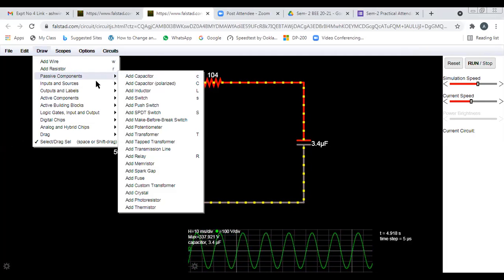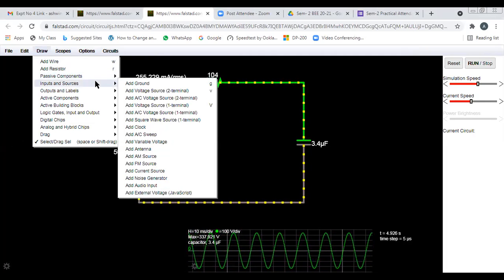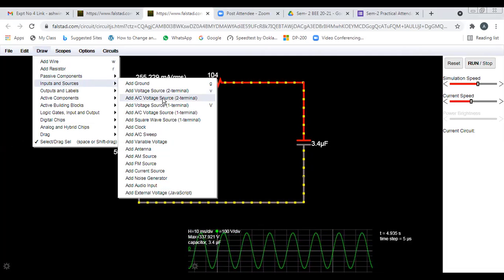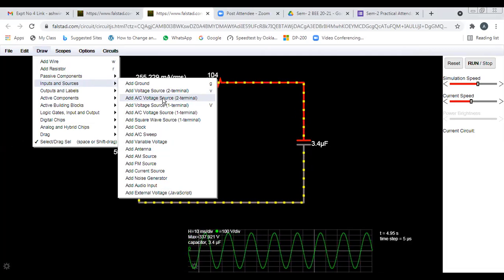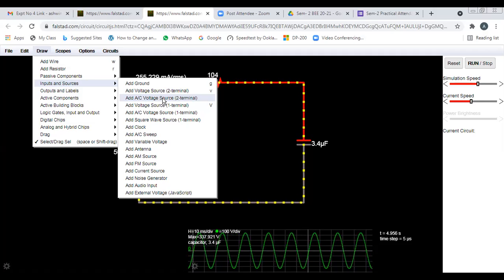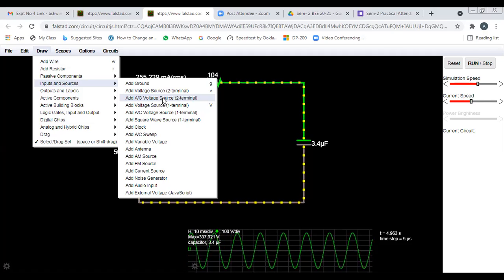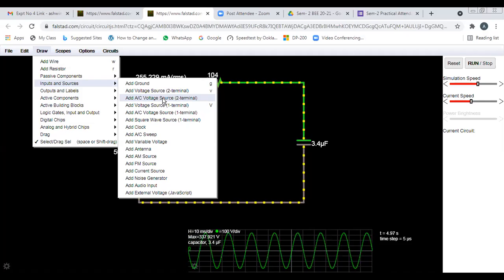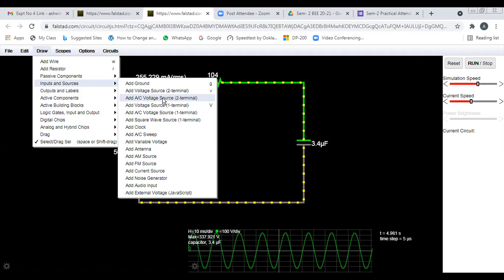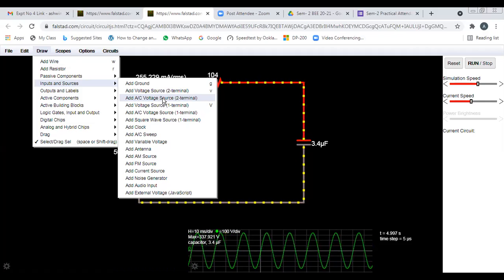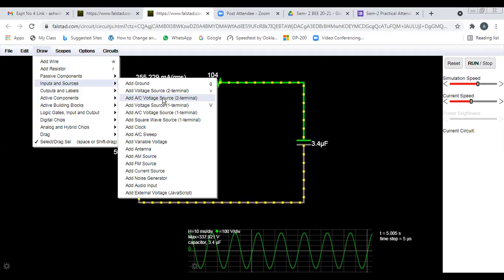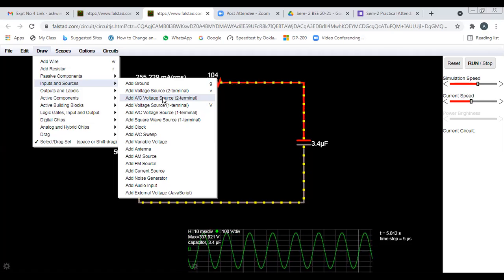Then we want one AC voltage source. So in inputs and sources, can everyone see the third option? Add AC voltage source to terminal. Can everyone see? Yes, the third option. Is it visible? Yes, ma'am. So from here you have to select it: add AC voltage source to terminal.